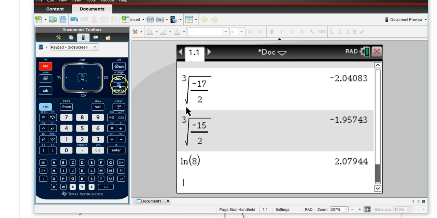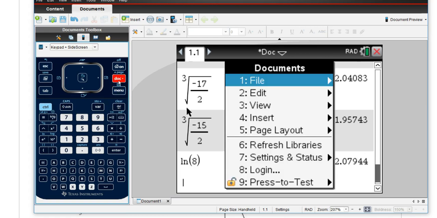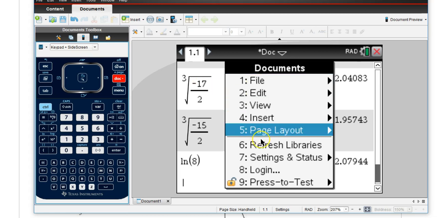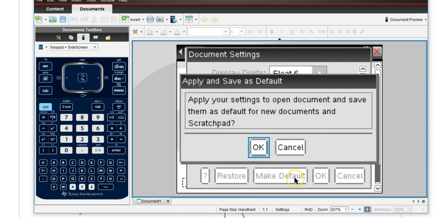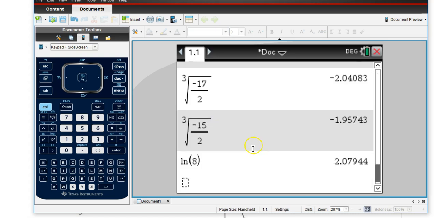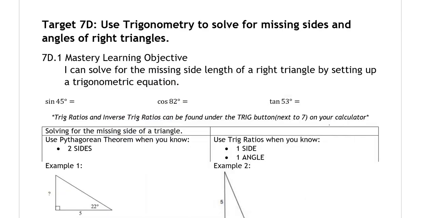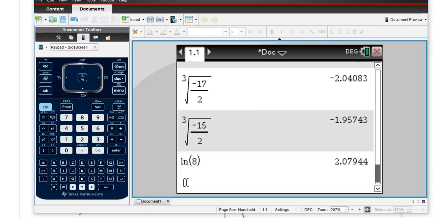Before we do anything, make sure to go to Doc and go to 7, which is Settings and Status, Document Settings. Under Angle, if you see that it says radian, you need to change that to degree. And press Make Default so that you don't have to change it again. I'm going to hopefully have all the calculators changed, but especially if you're using your computer, you'll have to do that for the first time. Okay, so that's Settings.